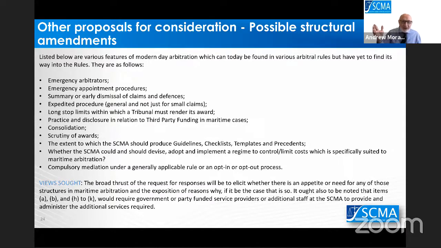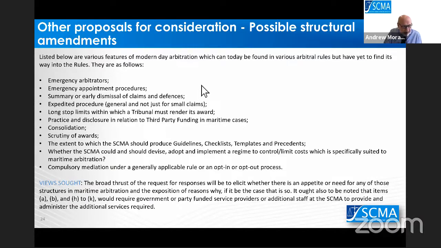We are dealing with maritime arbitration. I began by talking about a tried and trusted method. And if we adopt these sorts of ideas, then we're going to have a very different beast to that which we have all been riding for, in my case, certainly many years. So you see them here.